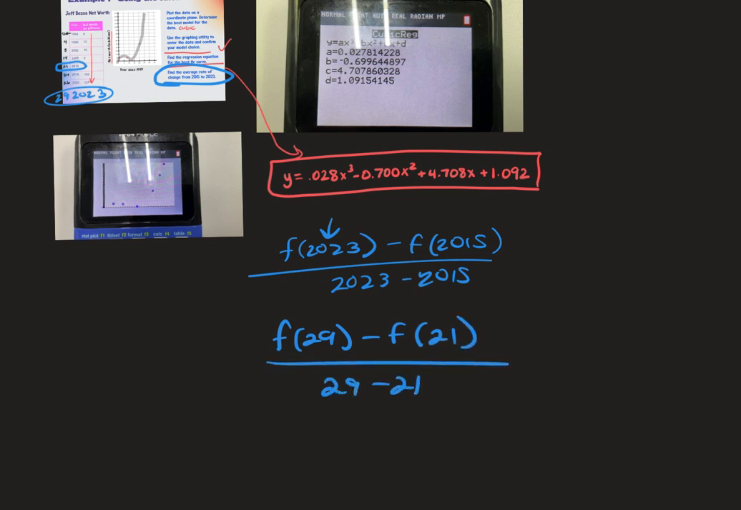Now I already stored that in the calculator, so I could literally use the fraction. So alpha fraction F of, or Y1, so I want to go to alpha calc, Y1, I'll take a picture of what it looks like when I'm done, minus alpha trace Y1 of 21 over 29 minus 21. And it looks like this.